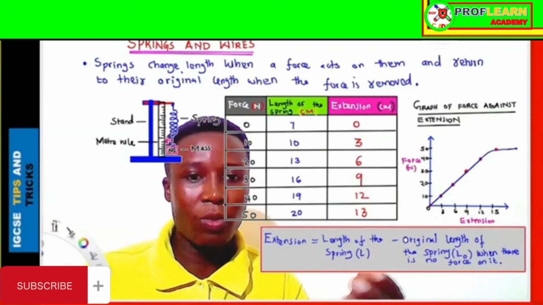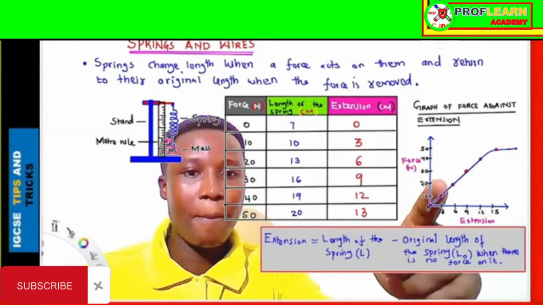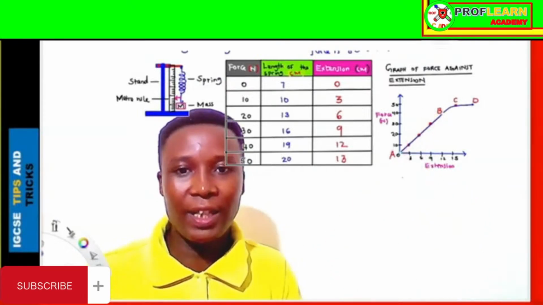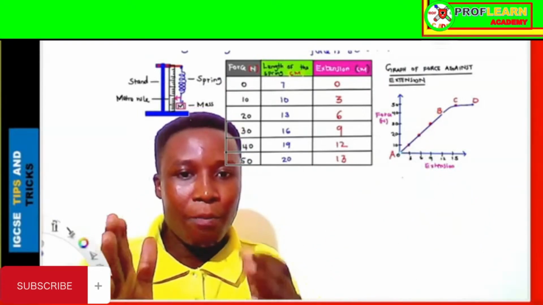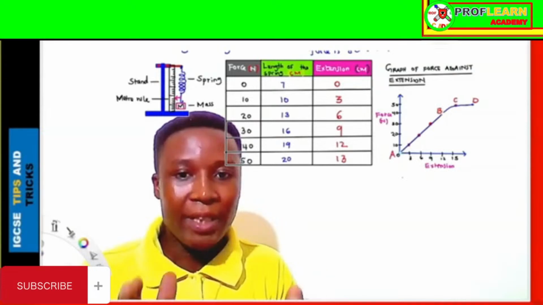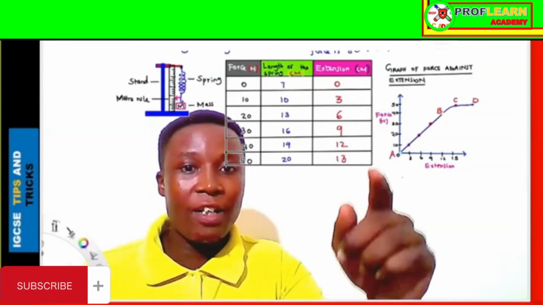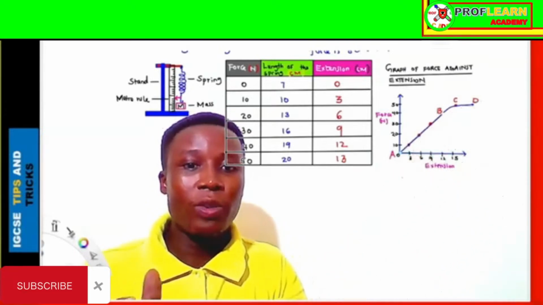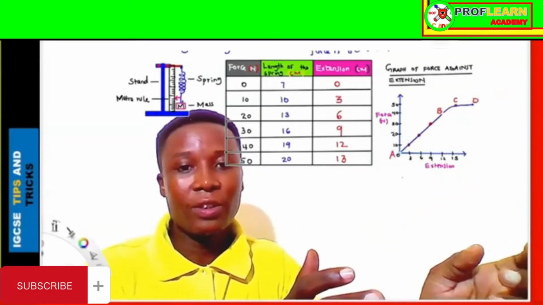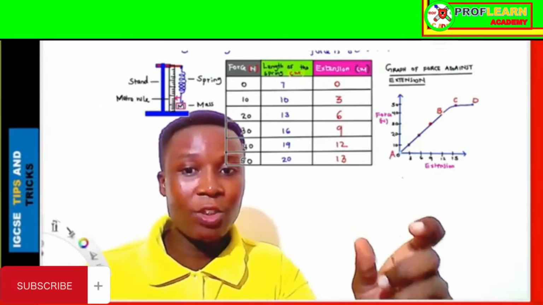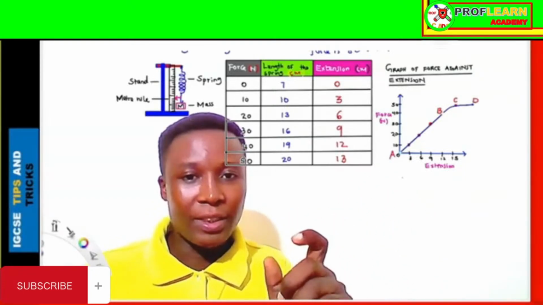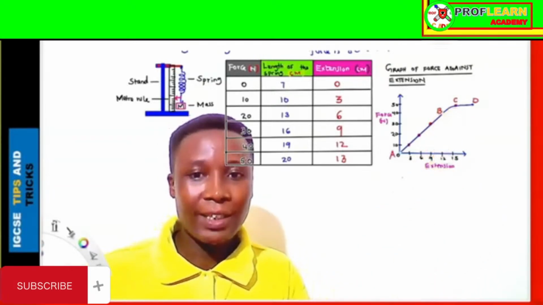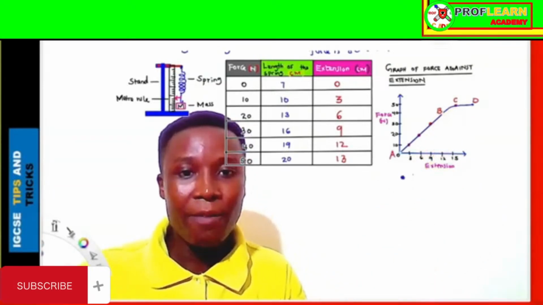We have the first region, and we can label the points as A, B, C, and D. Between the points A and B, we can see it's a straight line, and that tells you that within that region, the material obeys Hooke's law. And from B to C to D, it bends. It means that extension does not increase uniformly as you increase force. So it doesn't obey Hooke's law, which means that in AB the spring obeys Hooke's law, but beyond B, which is the last limit, it doesn't obey Hooke's law.